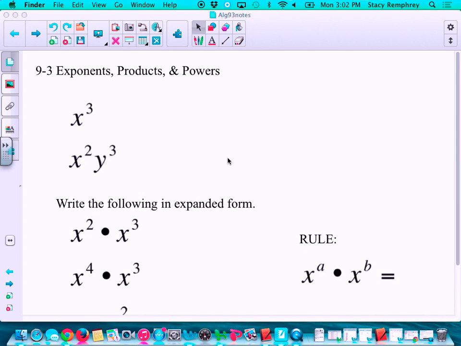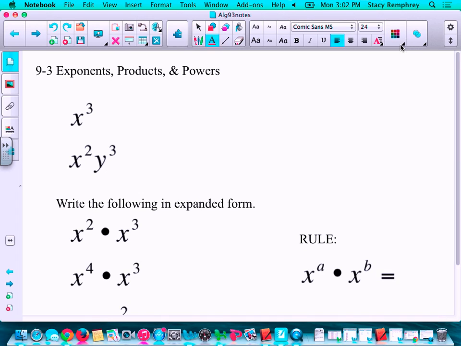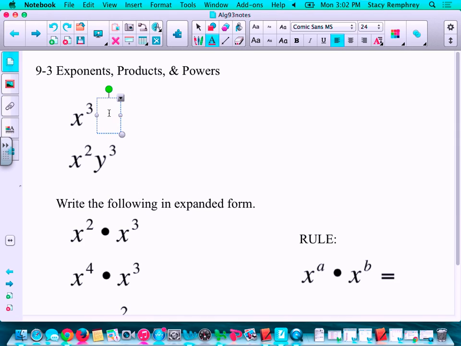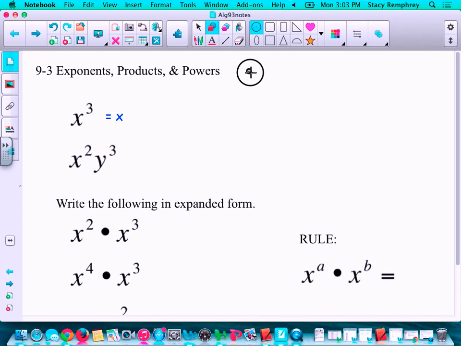These are the notes for 9-3. To start, we're just going to look at remembering what exponentiation means, what exponents mean. Exponents mean repeated multiplication. I'm going to use this little dot to represent that.